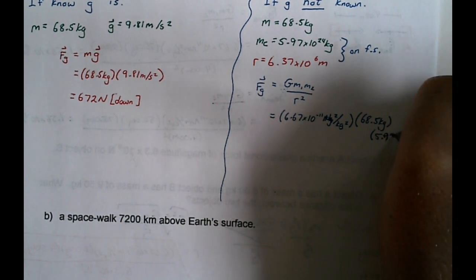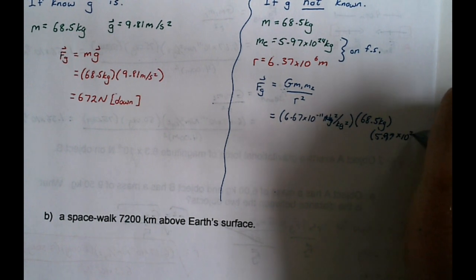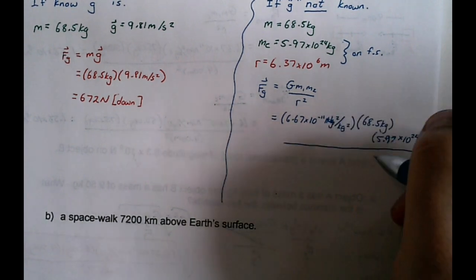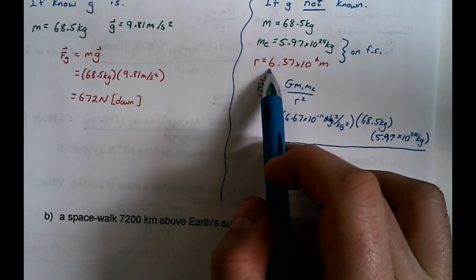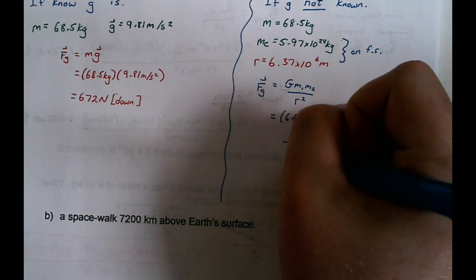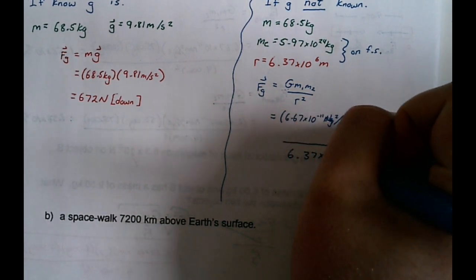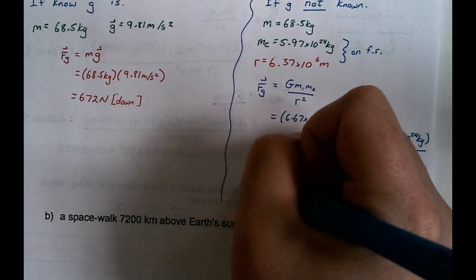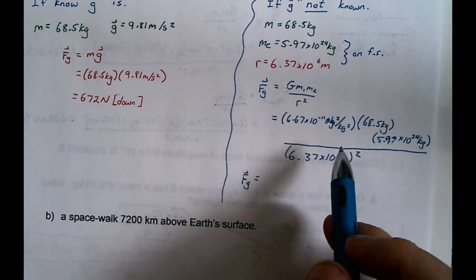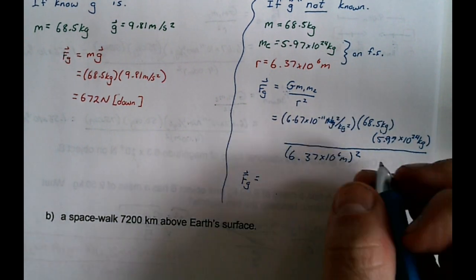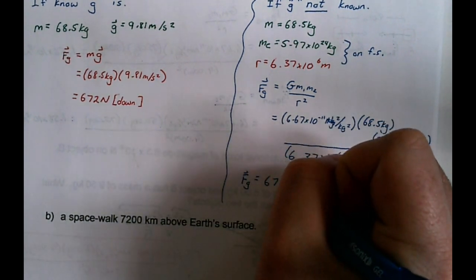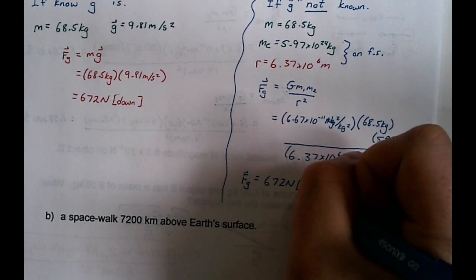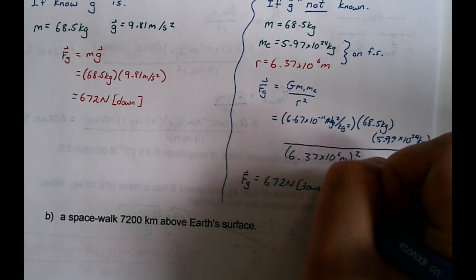5.97 times 10 to the 24 kilograms, divided by the radius, or the distance from the center of the Earth to the surface, 6.37 times 10 to the 6 meters squared. When you plug this all into your calculator, you're going to get an answer of 672 newtons. Again, common sense will tell us this is pulling the human down, or the astronaut down, so the direction is going to be down.